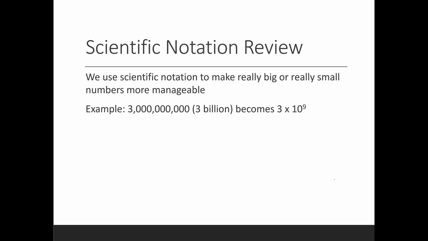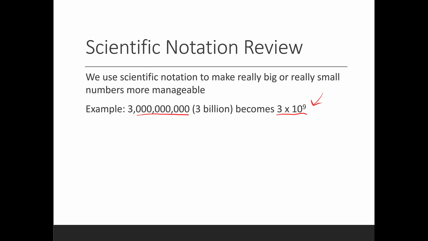What I mean by that is that it's really annoying to write 3 billion out with all of these zeros. It is a lot easier to just write it as 3 times 10 to the 9th. This is the scientific notation right here. You've probably seen this before.